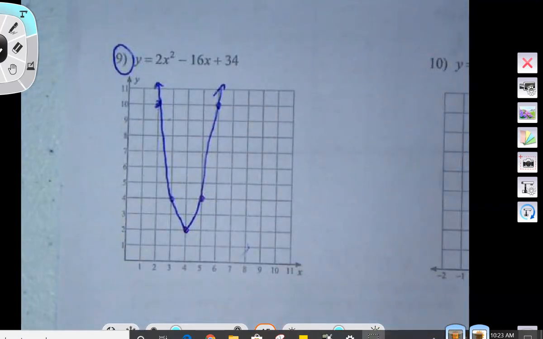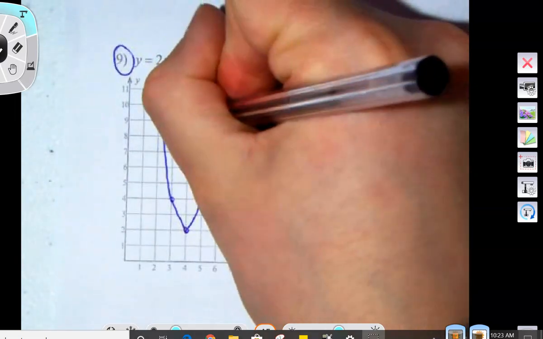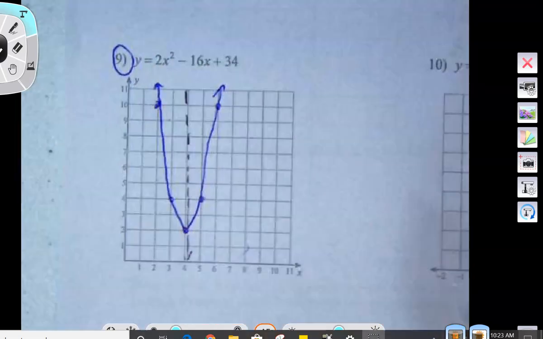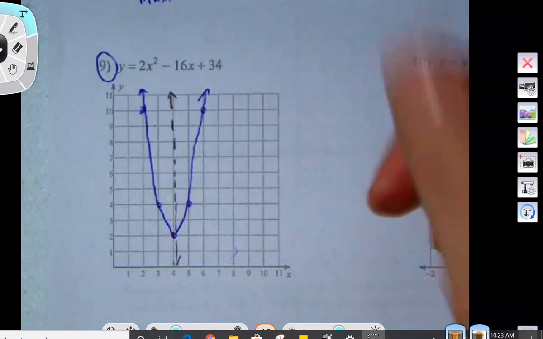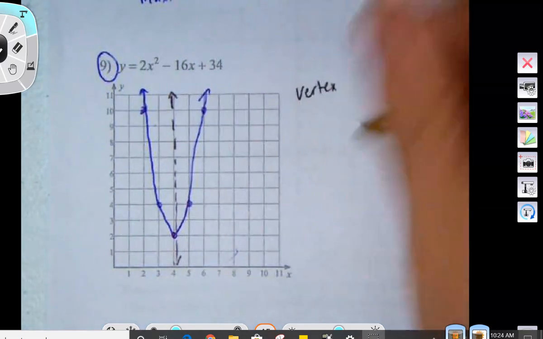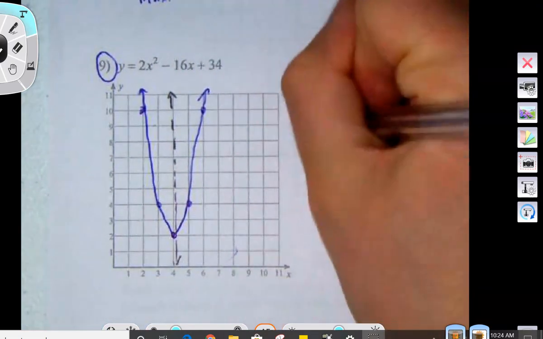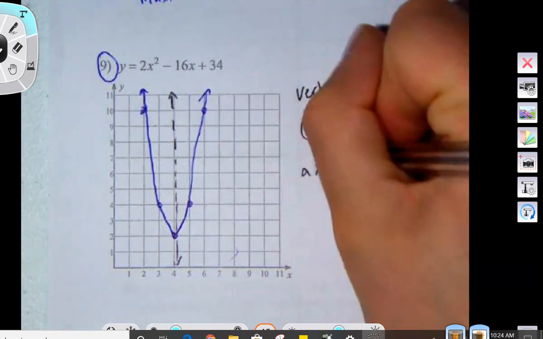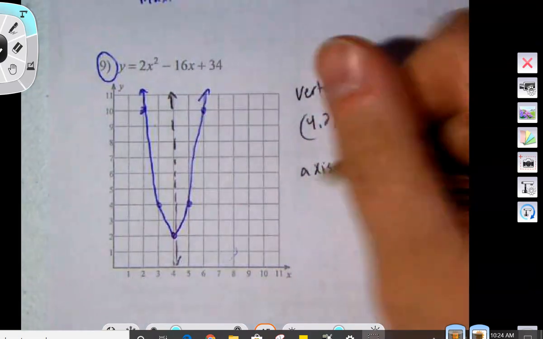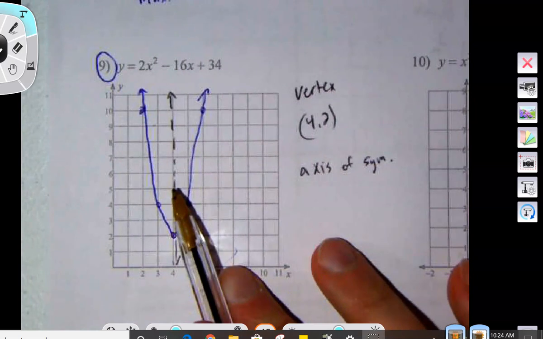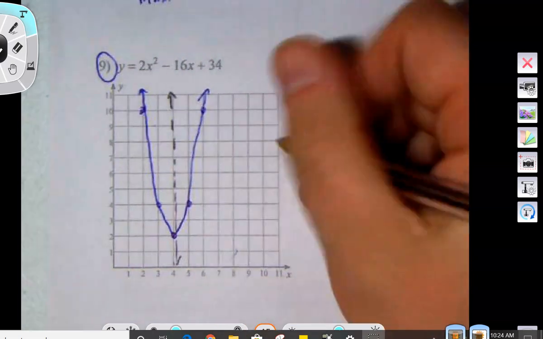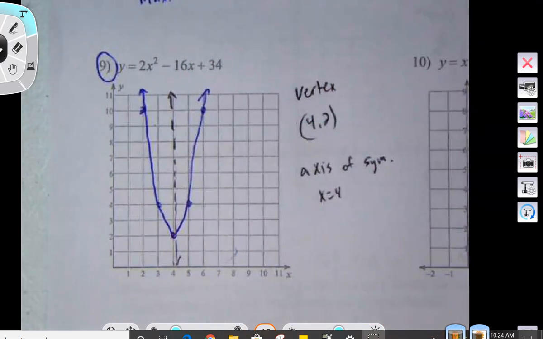So we know we have to draw in our axis of symmetry, so we could go ahead and do that. Typically we draw it as a dashed line, and then we need all of those things. So our vertex here is going to be (4, 2). My axis of symmetry is a vertical line, so x equals 4. So we have that.